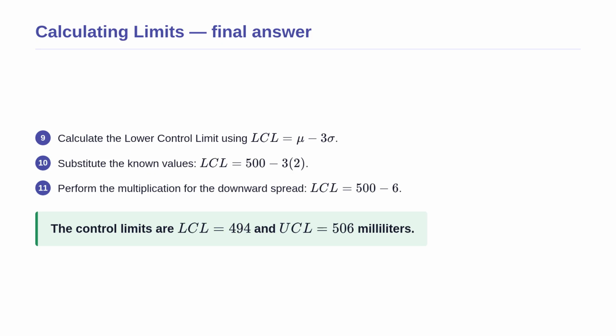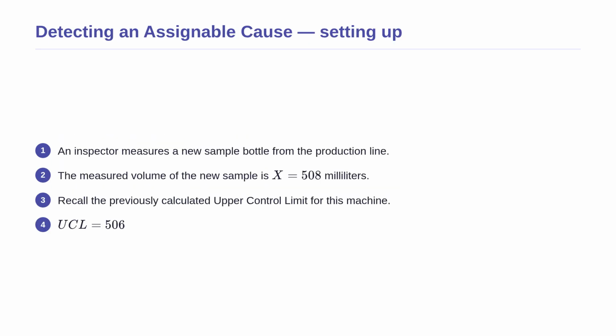Physically, this means as long as the machine fills bottles between 494 and 506 milliliters, the process is behaving normally and is in control. With our limits established, let us see how an inspector uses them in real time.